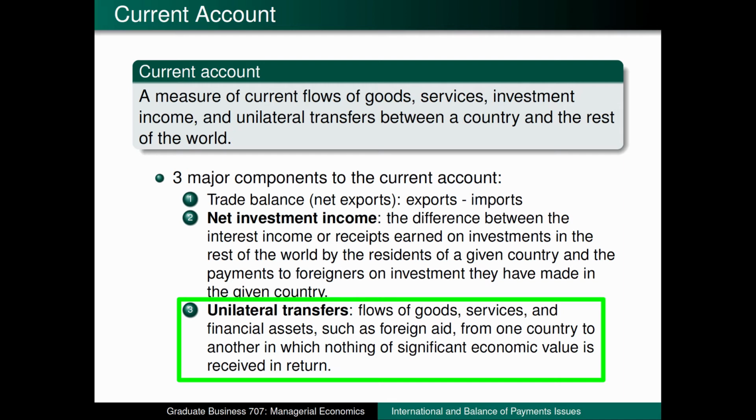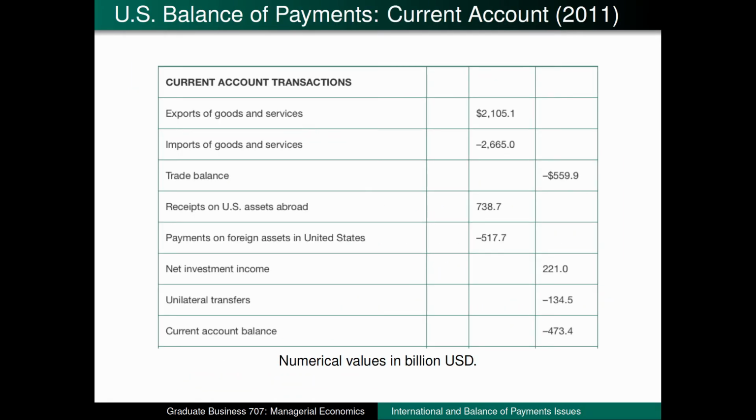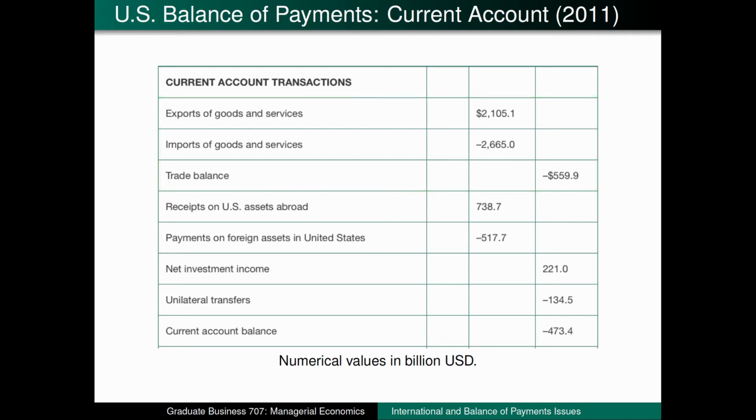Basically, this is money from the US going to other countries that we're not expecting to come back. This slide presents real-world values to the three components of the U.S. current account in 2011. First off, notice that the trade balance is negative since we imported more than we exported. Notice at the bottom that these numerical values are in billions of US dollars, so this means that the US had a trade deficit of nearly $560 billion in 2011.